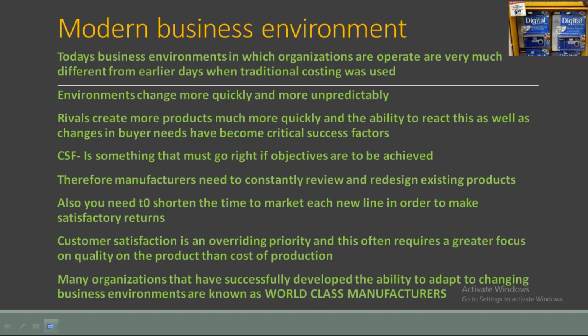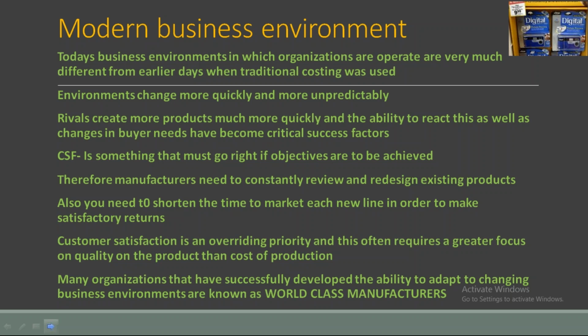Therefore any business should be able to react to these situations and to buyer needs, because they have become a very critical success factor. So remember, what is a critical success factor? A critical success factor is something which we need to get right all through. We can't afford to make a mistake. So for every business, we must identify what the critical success factors are.